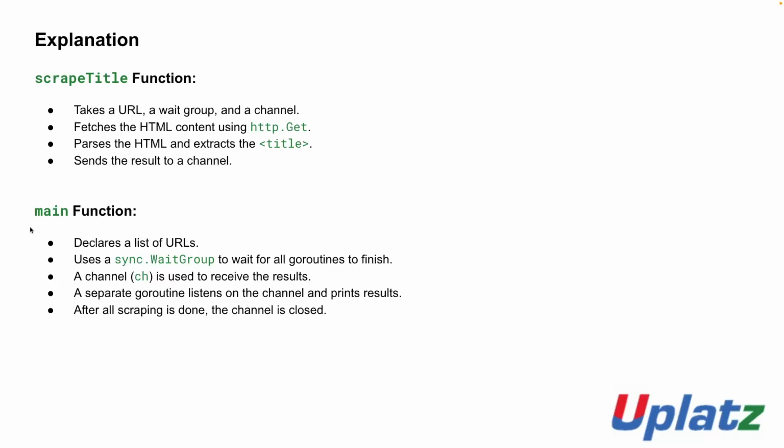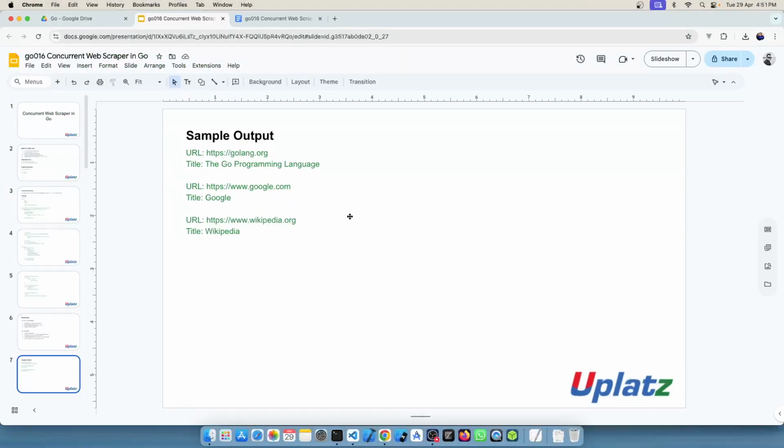After this, as we have seen, the sample output will be like this: URL, something, the Go programming language. This title is Google. This title is Wikipedia, and so on. Okay, so let's try this out.